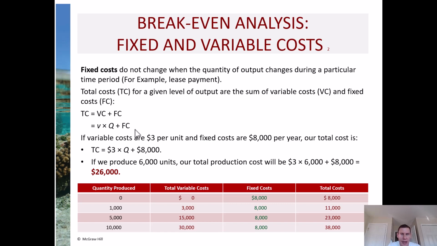So if variable costs are $3 a unit and fixed costs are 8,000 a year, our total cost would just be 3 times Q plus the 8,000. So then, by way of example, if we produce 6,000 units, then just plug in Q as 6,000. So as you see over here, 3 times 6,000 plus the 8,000 would give us the 26,000. And you can see here, there are some different scenarios. What happens if you produce 1,000 units, if you produce 5,000 units, and if you produce 10,000? Notice what's happening to the variable costs, they're increasing, and notice that the fixed costs are not increasing.